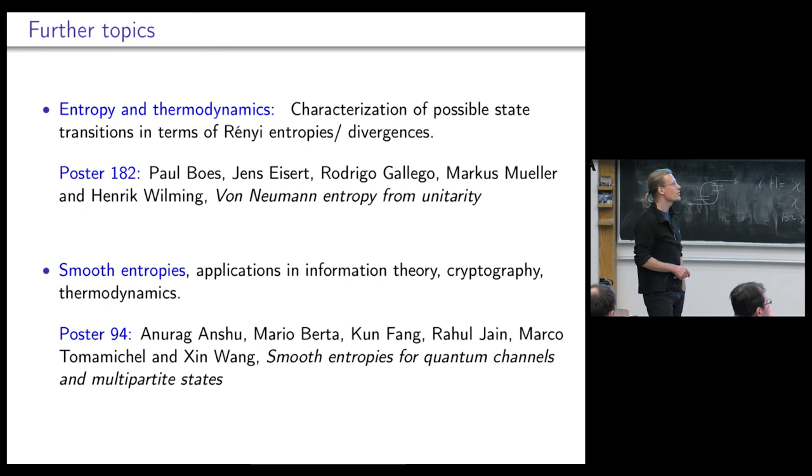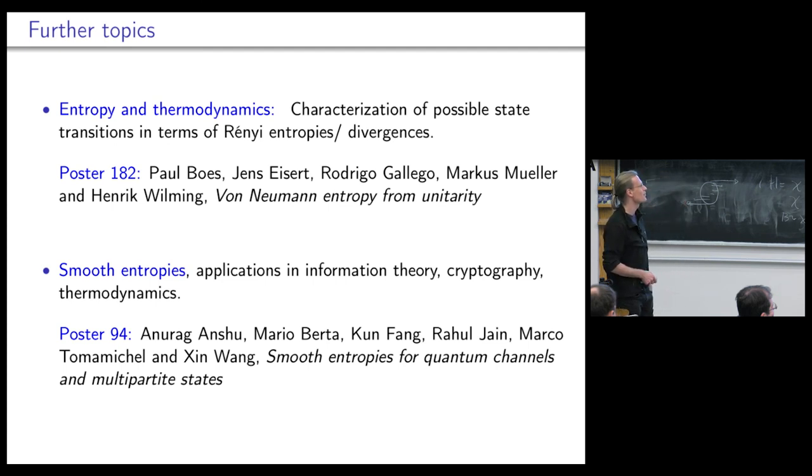And another big topic which I haven't touched on is smooth entropies, which is a different way of approaching information theory problems. And it has lots of applications in information theory, cryptography, and also in thermodynamics. But this is so big in itself that it would take a whole tutorial to say something about it. So maybe that could be a tutorial for a future QIP. And again, I can recommend you a poster which uses smooth entropies in quantum thermodynamics.